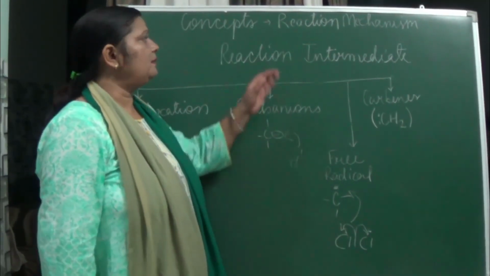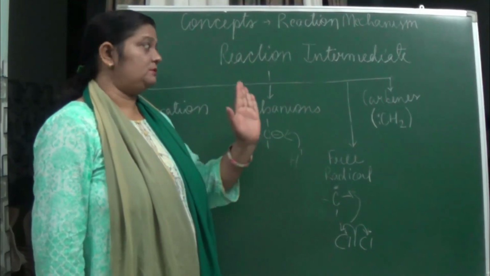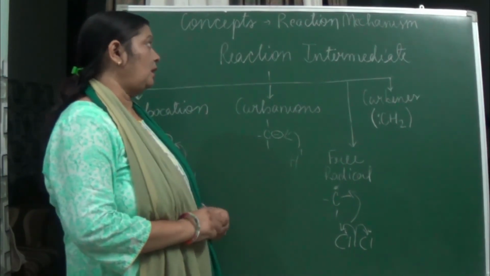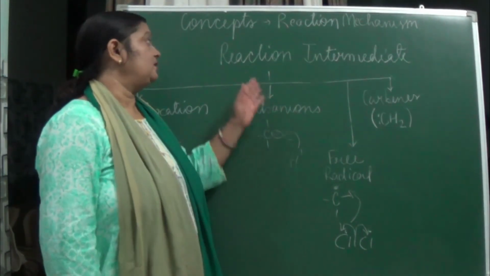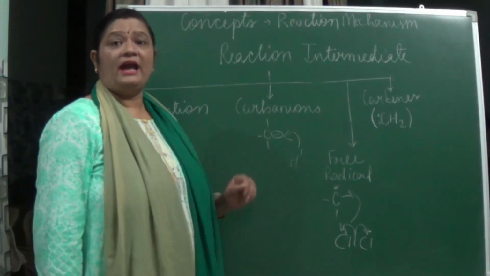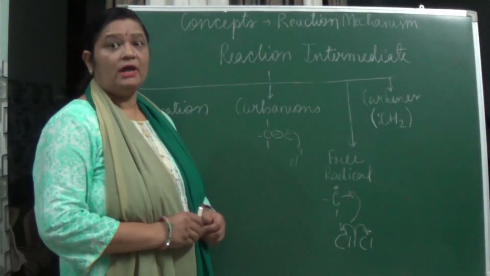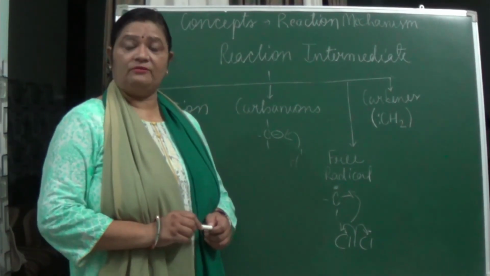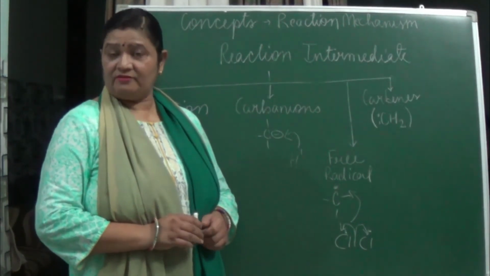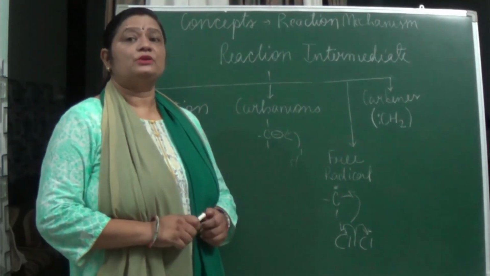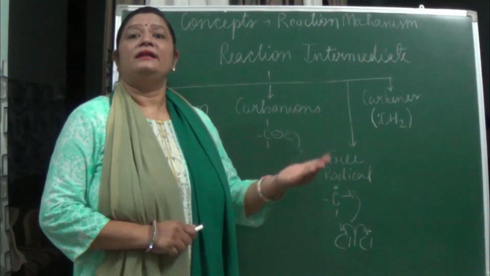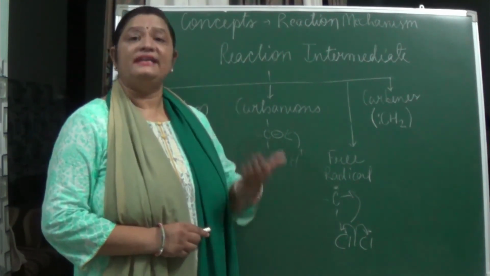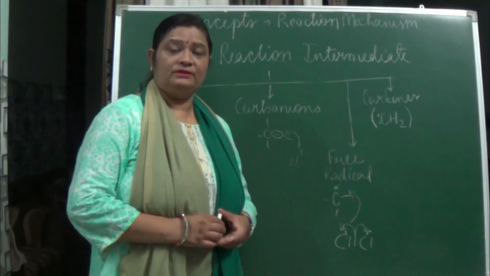So students, we have studied the reaction mechanism. It has 4 steps. The first was the bond cleavage. Second was the attacking reagent. Third was the reaction intermediate, and the fourth step was the electronic effect. This electronic effect consists of the inductive effect, mesomeric effect, electromeric effect and hyperconjugation. These 4 we will be studying in the next video. This 4th step of the reaction mechanism we will be studying in the next video. So good day, take care.